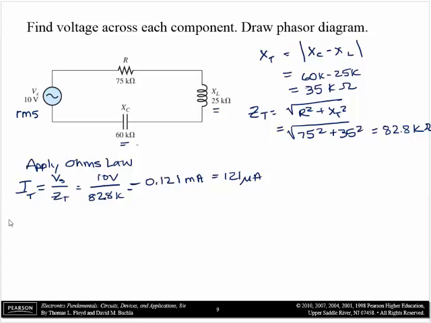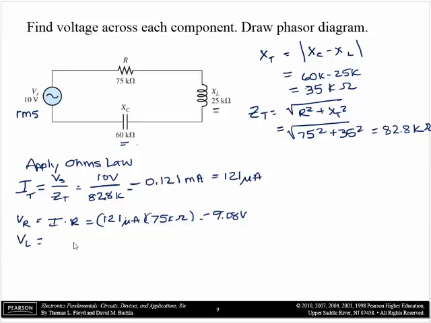Now we apply Ohm's law to each one of the components in the circuit. The voltage across the resistor is I times R, just like always. And it's the same I, it's a series circuit. There's only one I in the loop. So it's 121 microamps, and you can correct the units, times 75 k ohms. Make sure they all match if you're doing it. But you will get 9.08 volts.